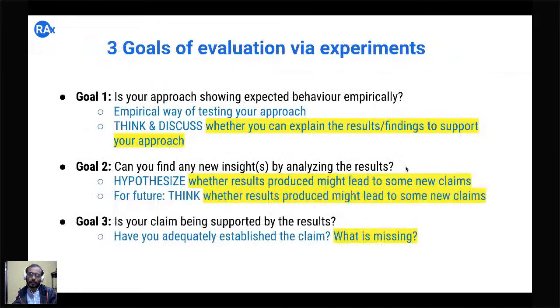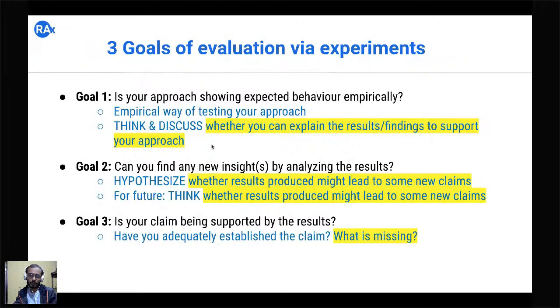And there are three goals of evaluation via experiments. The first goal is: is your approach showing expected behavior empirically? The approach or the research method that you took, is it really giving the right kind of expected behavior? And you have to use a certain empirical way to test your approach. Then you have to think and discuss whether you can actually explain the results or findings that you see after the experiments are done, and whether that really supports your approach or not.